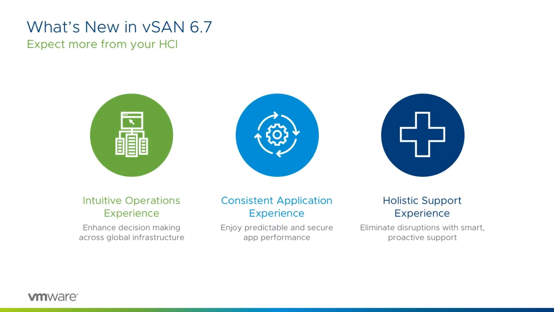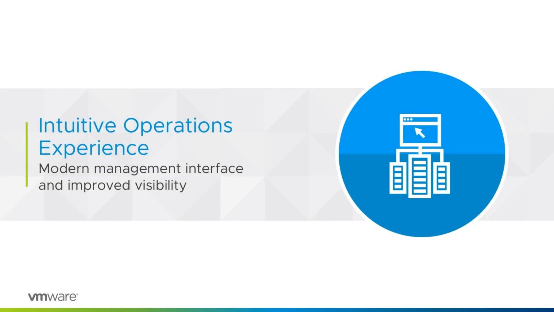vSAN 6.7 introduces a number of key features. To help evolve IT with HCI, the improvements of vSAN 6.7 are focused on three key areas: an intuitive operations experience, a consistent application experience, and a holistic support experience. Ease of use drives productivity and helps administrators operate and optimize an environment in a predictable manner. VMware vSAN 6.7 takes significant steps in providing an intuitive operations experience that is aligned with many other products in the VMware portfolio. Let's take a look at some of these new features and enhancements.